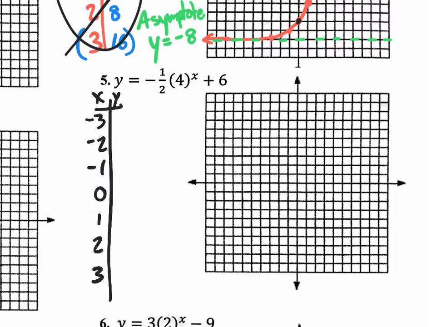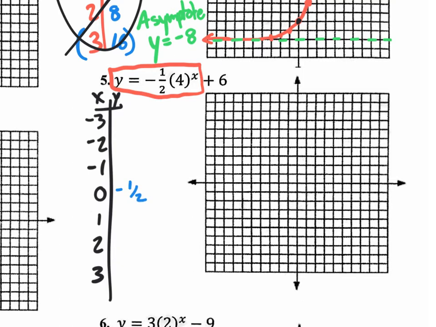Now, let's actually plug this in, but remember, we're going to do the parent graph. We're going to ignore the k value, just box in that part right there. And let's plug in 0 right in here. 4 to the 0 is 1, and then 1 times -1/2, that is -1/2.